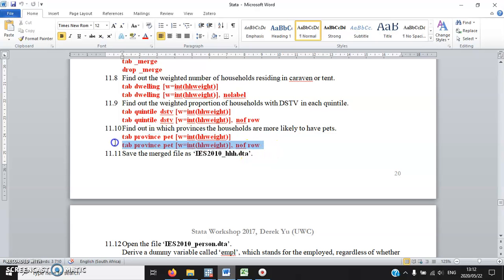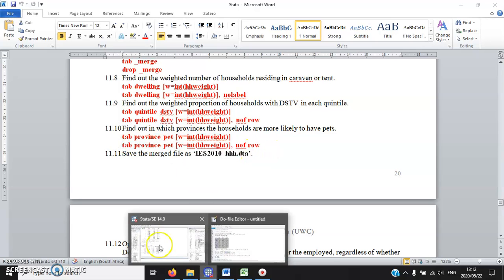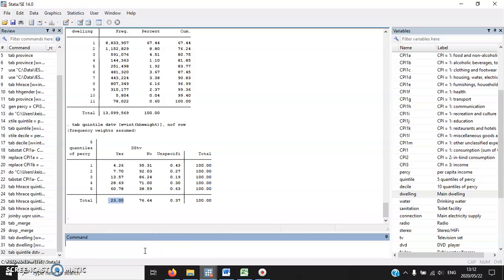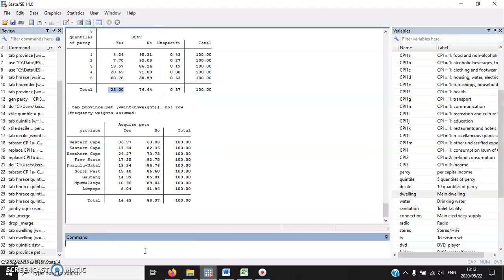And let's do the last one. The percentage of households with a pet. Okay, at least one pet. It could be dogs or cats, but by province. And again, I will go straight to the no frequency, row option. Okay, so it seems we have lots of pet lovers in Western Cape. Look at this highest proportion, 37% of the Western Cape households own at least one pet. And nationally, this proportion is 16%.